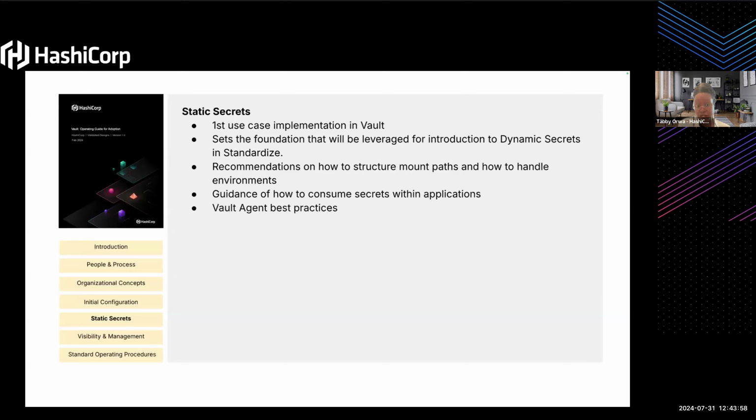But what is a secrets engine? It is a Vault component which stores or generates and encrypts secrets. And you can think of them really as plugins that, once enabled, allow you to meet your security needs. Now, what is a secret?